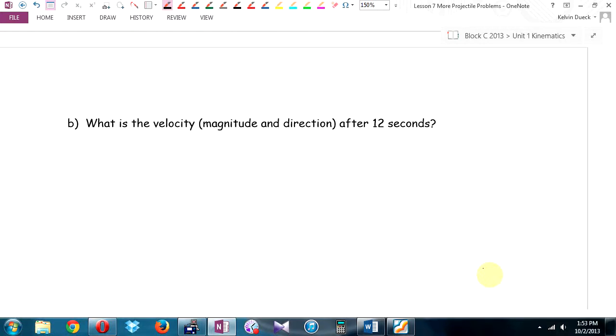Start out the same. Components, Claire, we already have. Chart, Claire, we already have. Vx wouldn't change. Vy initial wouldn't change. Time would be 12 in both columns. Then what would I try and find? Which one? Okay, Vy final.